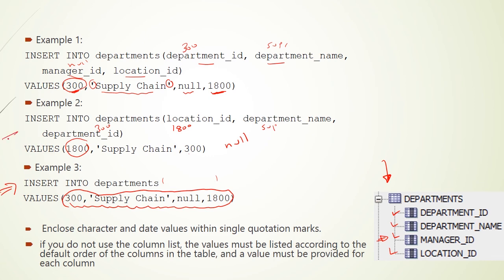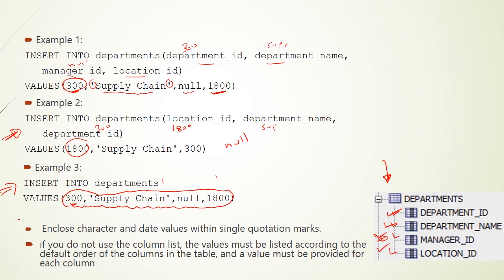In this example, example 2, because we list only 3 columns, we can specify only 3 values. But here, if you don't specify the column names in the insert statement, you have to provide a value for each column. So 300 will go to the first column, which is the department ID. Supply chain goes to the second column, which is department name. Null goes to the third column, which is the manager ID. 1800 goes to the fourth column, which is location ID.